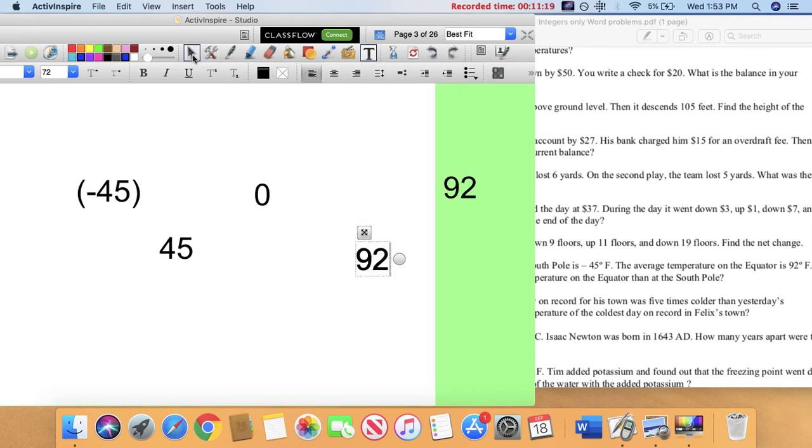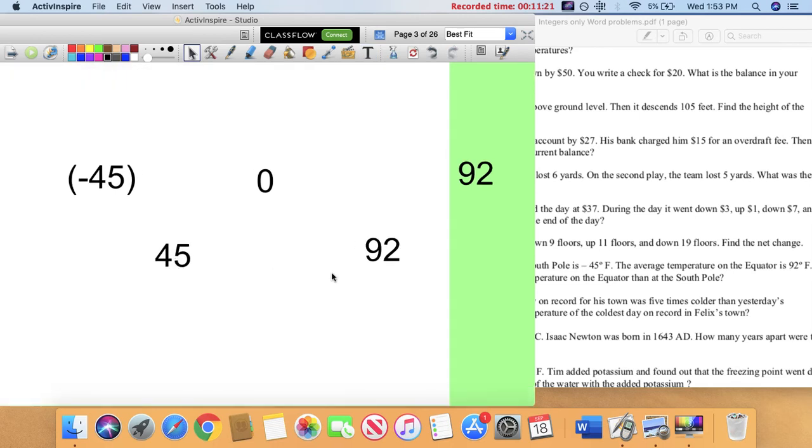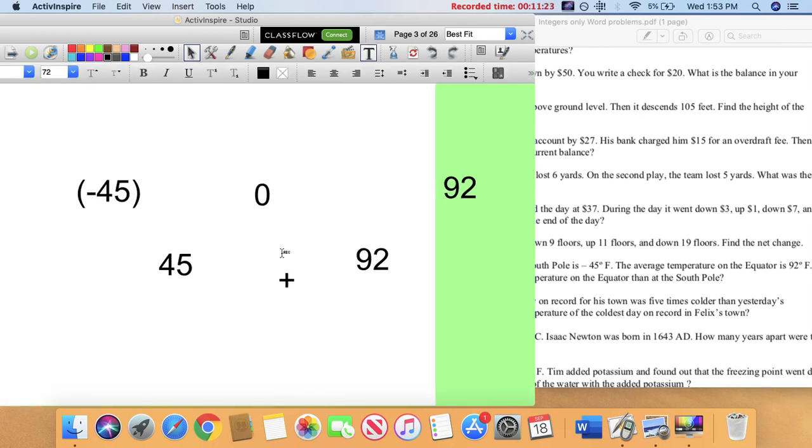And what am I going to do with these two numbers? I'm going to add them up. And that's going to give me a total of 137. So that's the difference. It's 137 degrees warmer in the equator than in the South Pole.